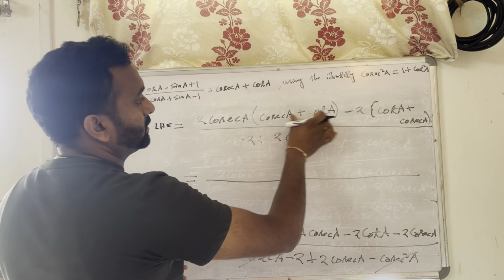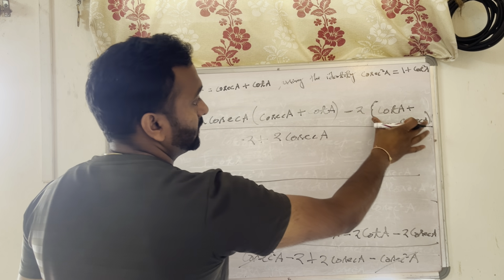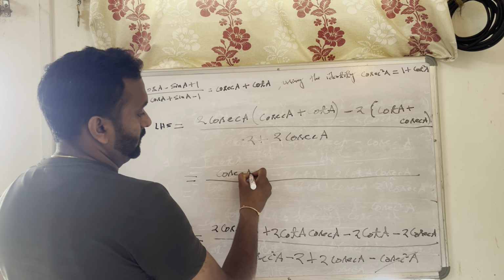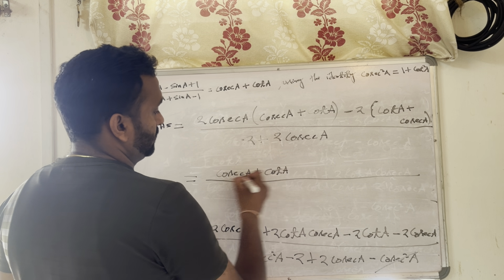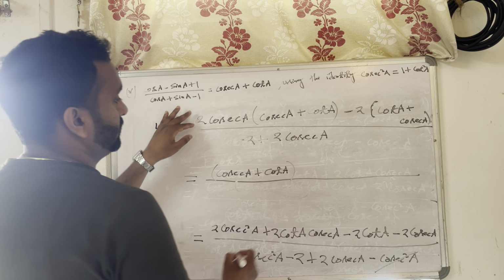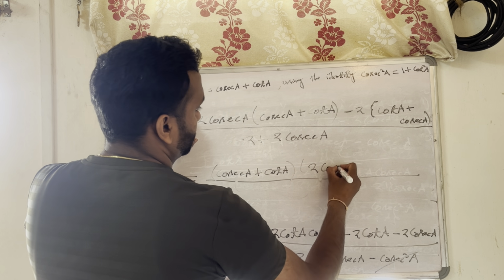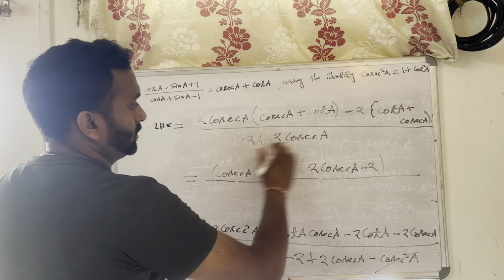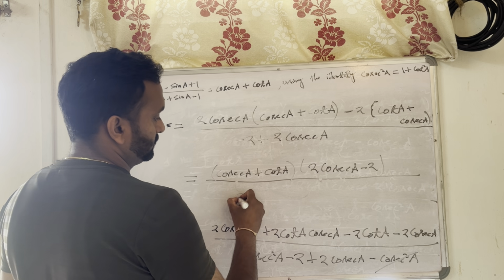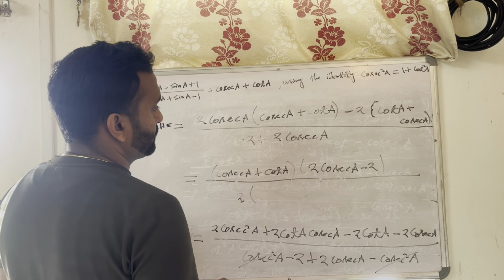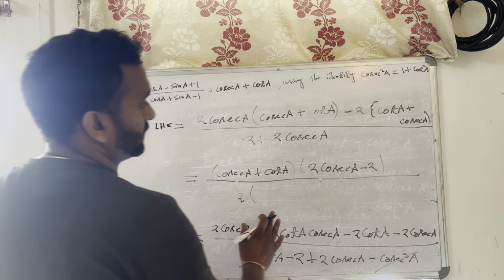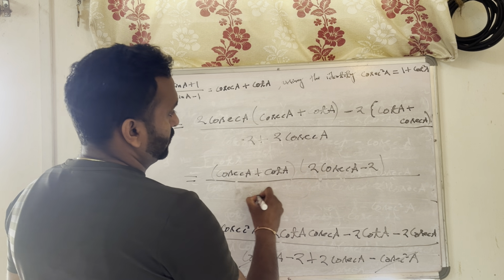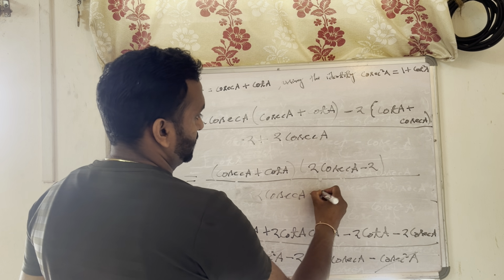This is cosec A plus cot A within bracket, and here also we have cosec A plus cot A within bracket. We can take common. So cosec A plus cot A will be common. So we are left with how much? We are left with 2 cosec A minus 2. Here also if we take common 2, it is okay. Even if we don't take common, it's okay. We just write 2 cosec A minus 2.